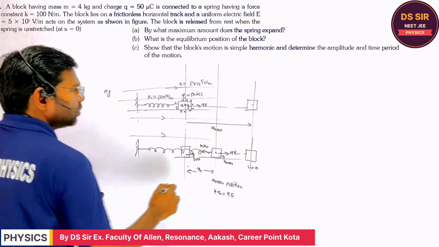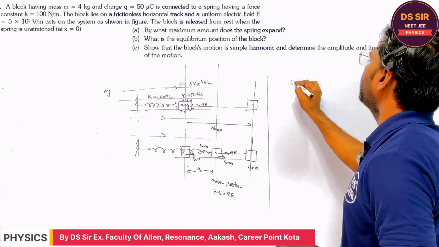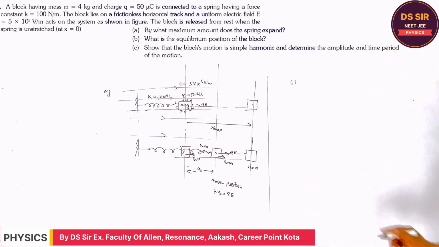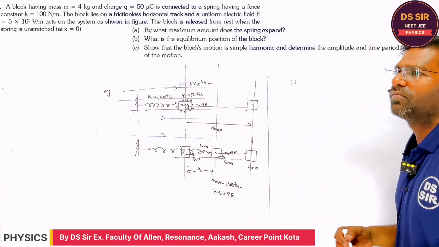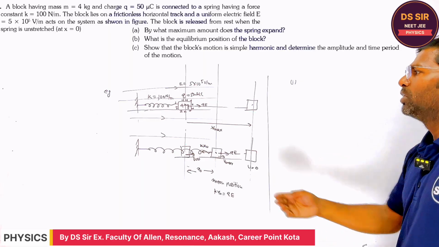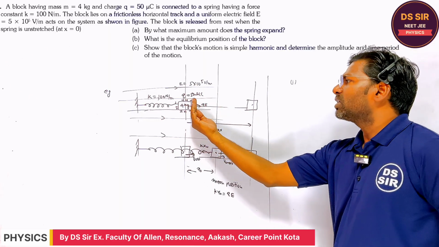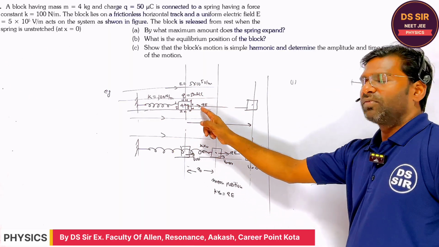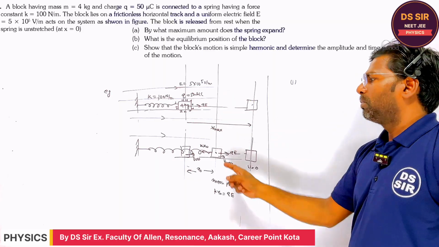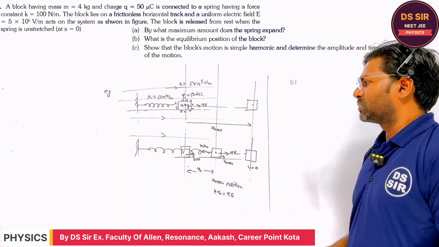The first part I am doing this side. How to find the maximum displacement? Maximum displacement is found with the help of the WET, work energy theorem. Who is doing the work? The work is done by this electric force, plus work done by the spring force.